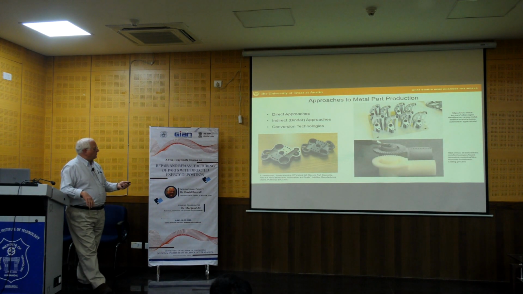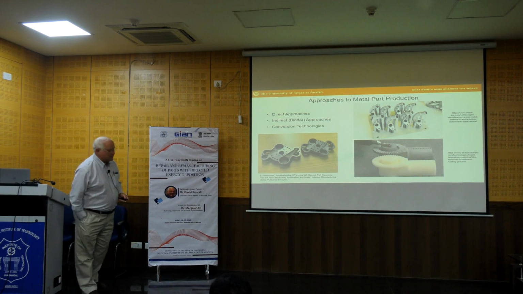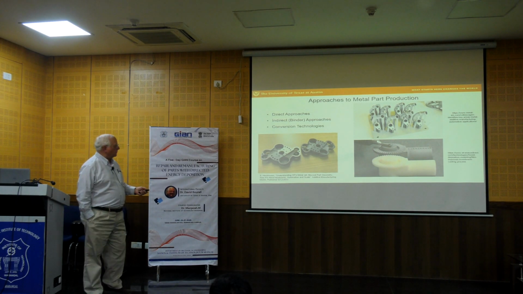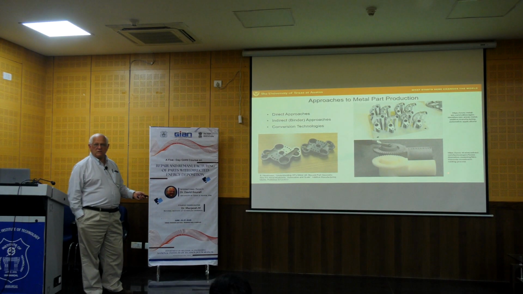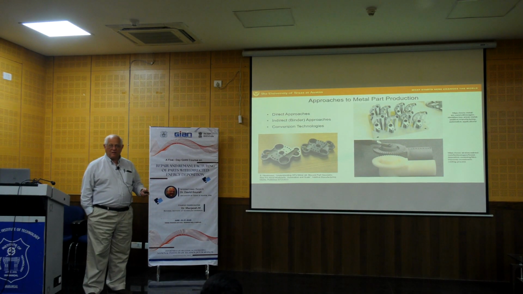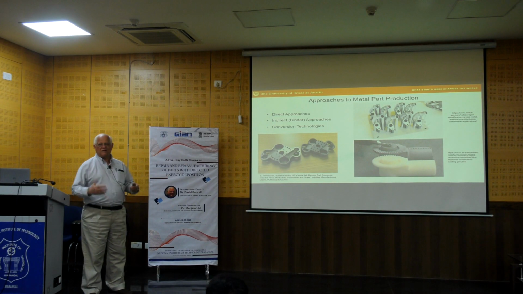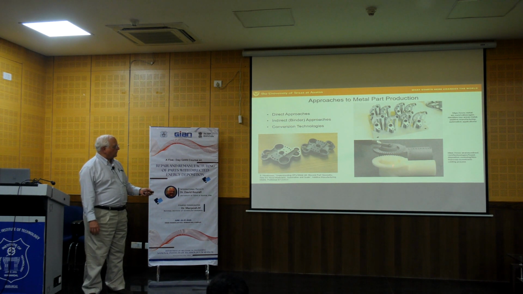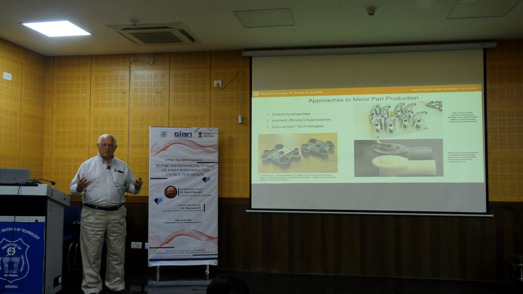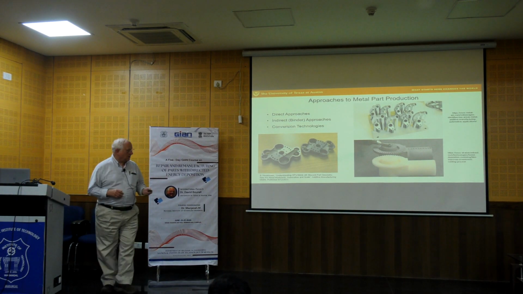Then the third one is what I mentioned as conversion technologies, where effectively we build a part that looks like a nylon part or maybe a polypropylene part. The part is built in the wrong material, but this part is used typically to create a mold, though there are other approaches as well. But typically we create a mold cavity with this part and then do a regular casting operation to create the metal.